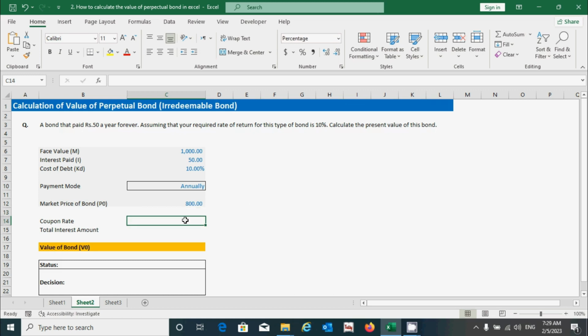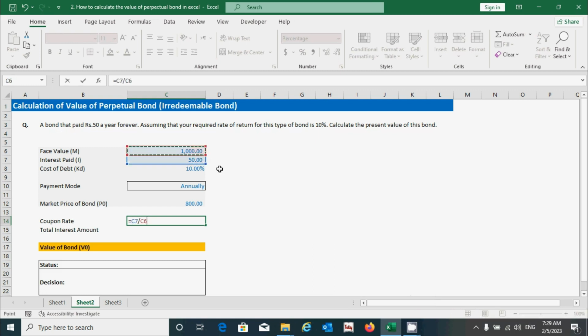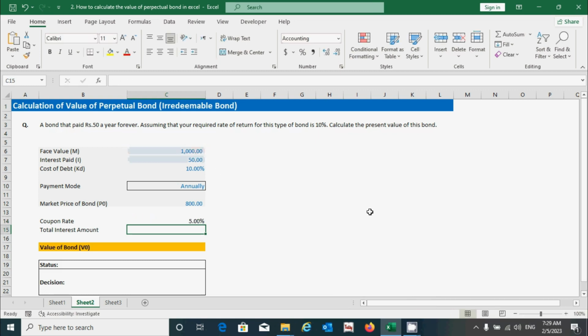The coupon rate can be calculated by simply dividing the interest paid by face value. Okay, so first press the equal to sign, now click this one, divide by this one, and press the enter key. You can see we got the value of coupon rate, which is 5%, and I have changed the cell format from general to percentage so that the value is showing in percentage form.